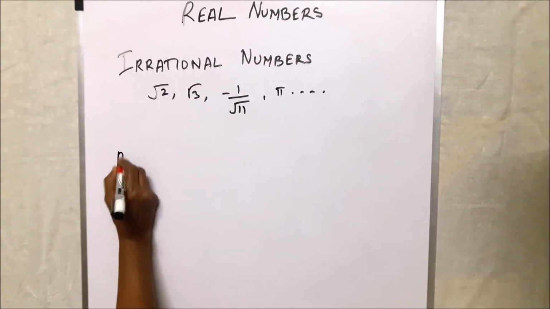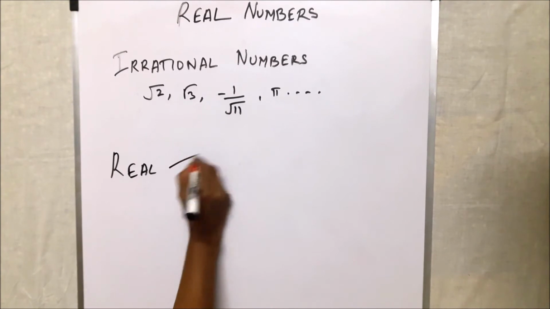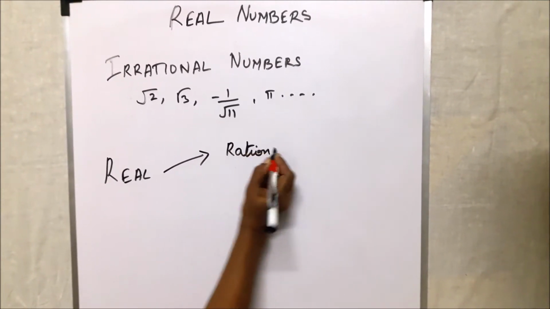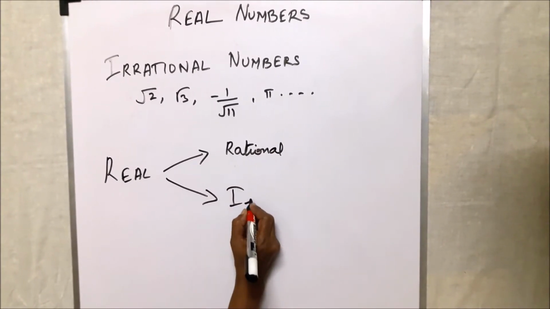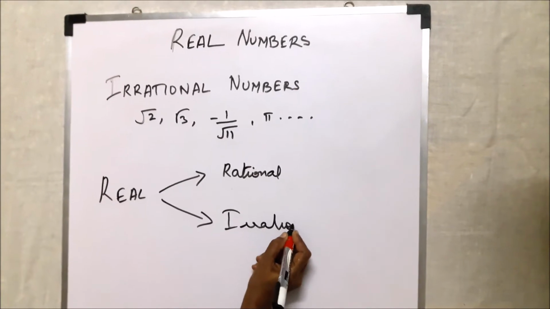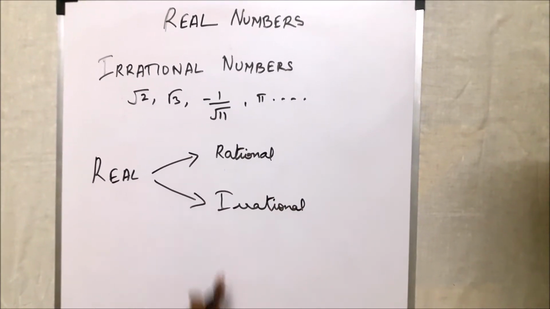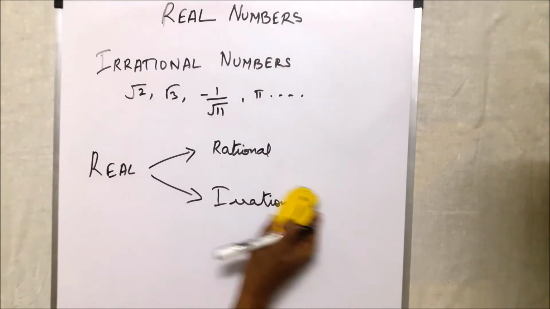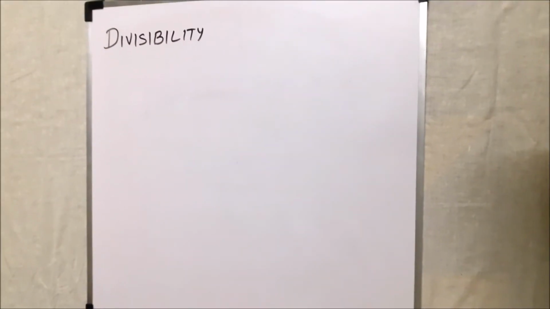So, real numbers include rational numbers and irrational numbers. Let us go in depth of these rational and irrational numbers in later classes. Now let's see what is Euclid's division lemma and Euclid's division algorithm.